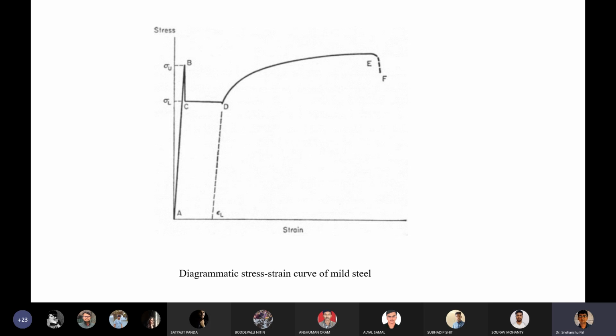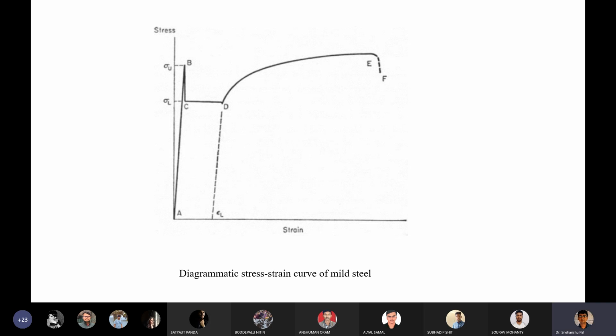So the technological importance of yield point is great. Why is the yield point so important or significant? Because it tells you, in service conditions, at what load the material is going to start to fail, or when the plastic deformation starts.